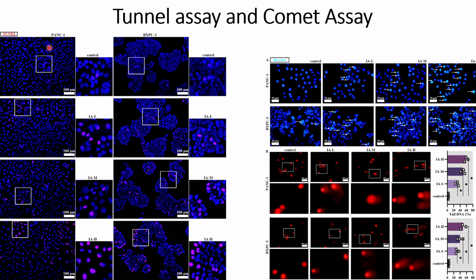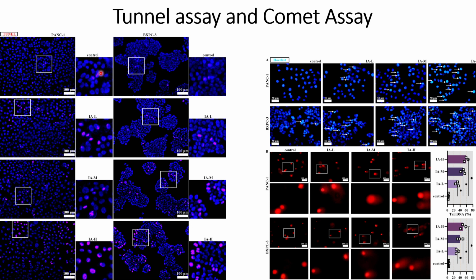What they did is they stained the cells with the TUNEL reagent for 48 hours and then checked the images. The pink fluorescence image shows that in these cells the apoptosis has been triggered, or these cells are the apoptotic cells.